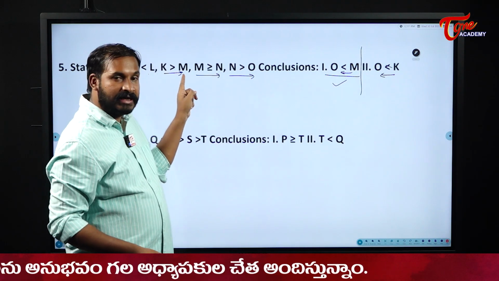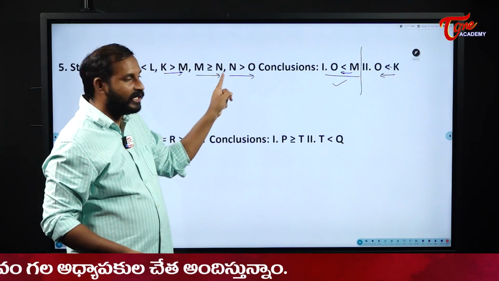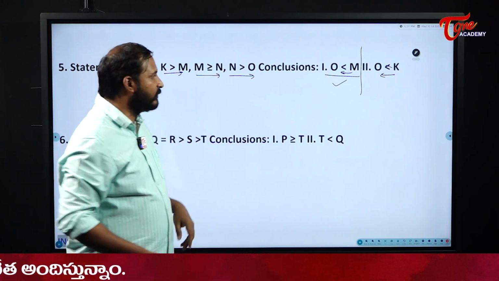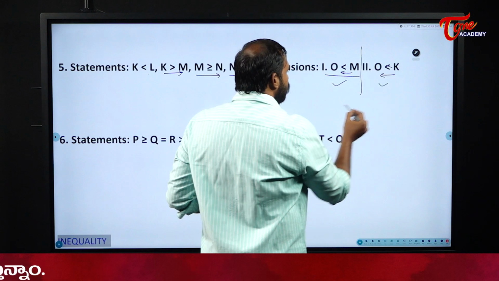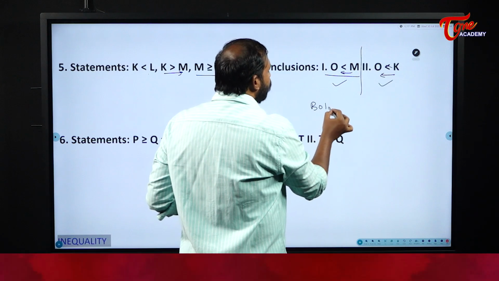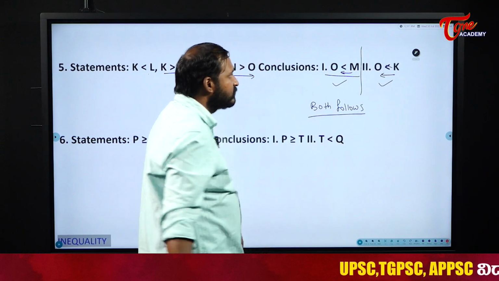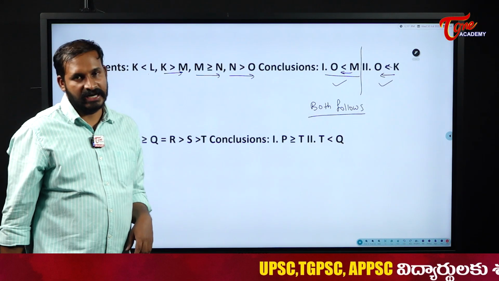From K to M I can travel, M to N I can travel, N to O I can travel. Throughout my journey I have a perfect one. Yes, I have a perfect opening. So this one is also correct. So what will be my answer here? Both follow the given statements. Both follow the given statements will be my answer here.